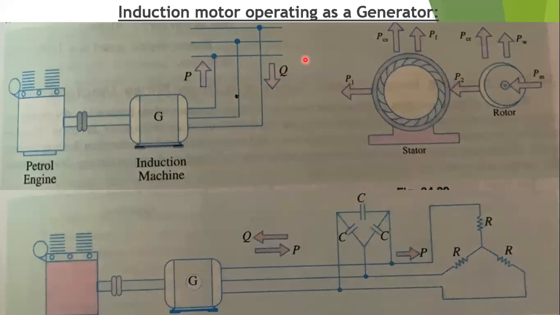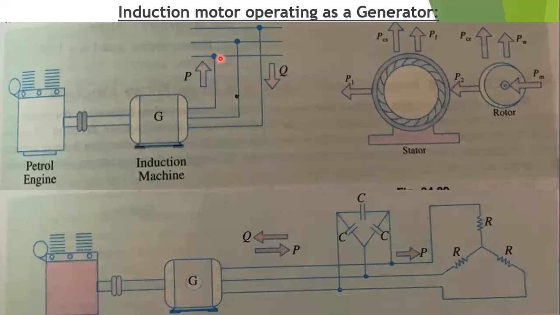As soon as this induction machine exceeds its synchronous speed, it starts delivering active power P. The electrical energy which is delivered by the induction machine is called active power P here. From the induction machine it is going to the three-phase lines, so the direction is from the induction machine to the three-phase lines. So this is active power.